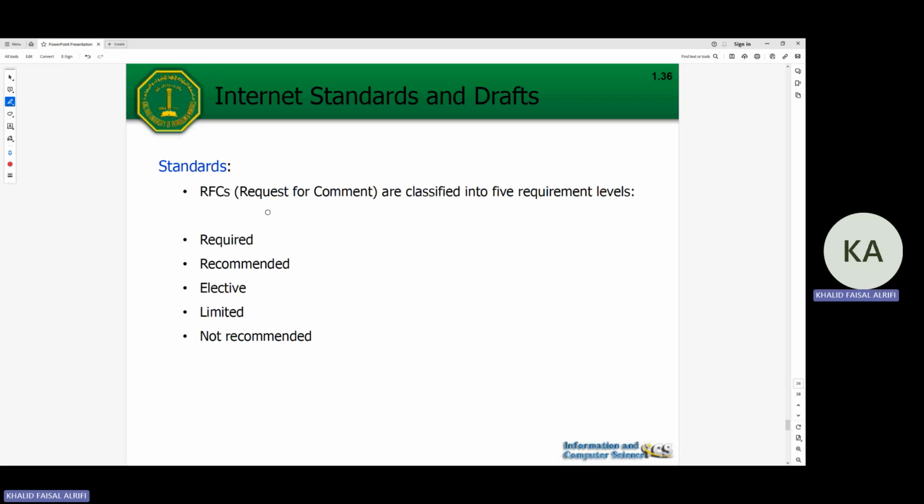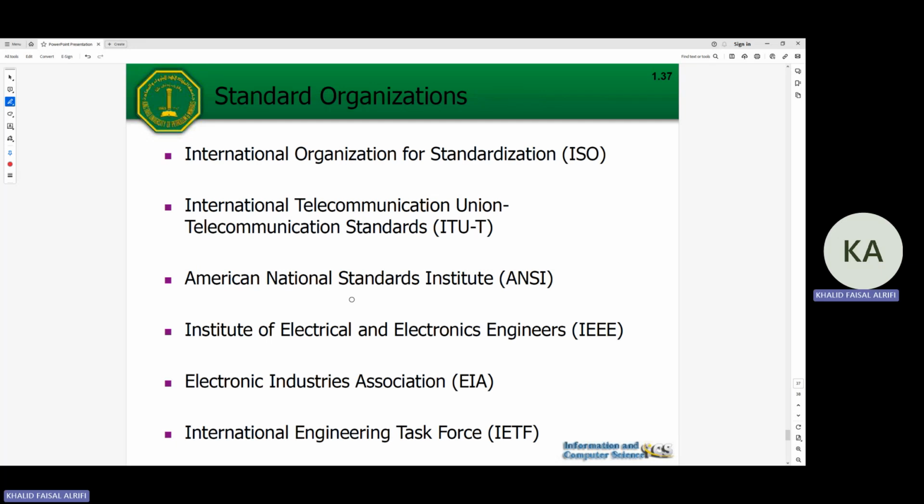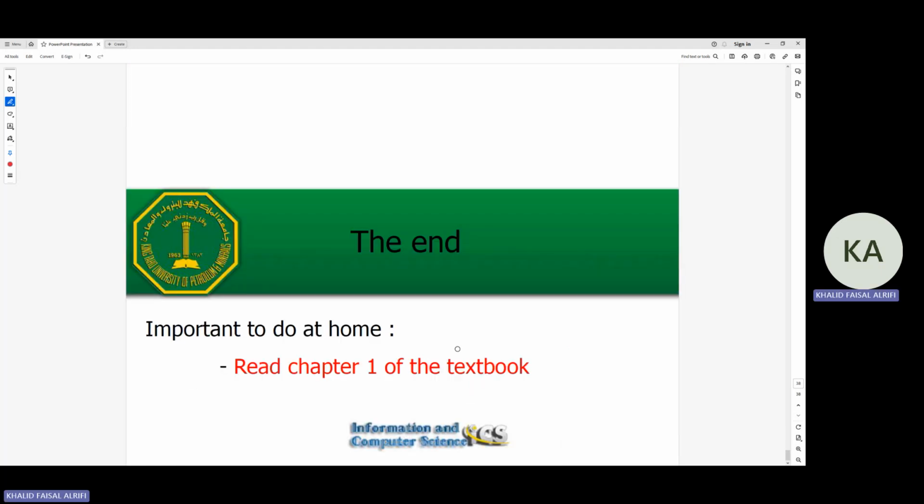Of course, requests for a standard are classified into 5 requirement levels. Maybe you should memorize them: required, recommended, elective, limited, and not recommended. And of course, here we have the standards organizations. Maybe you can memorize or know their abbreviations. I guess that's it for chapter 1. And of course, read the book for more information and clarifications.